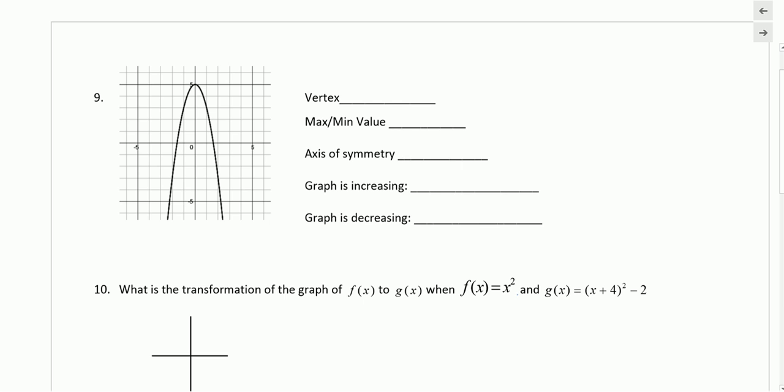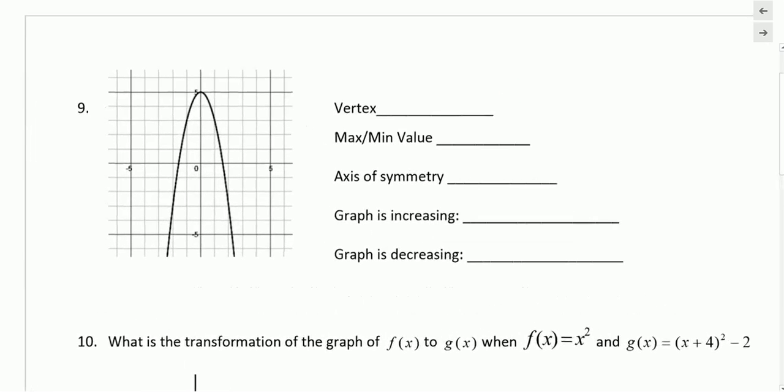Number 9, we have a graph. We're just to identify a few of these pieces. So the vertex we see is at 0, 5. The max or min value, in this case it's a max value, is 5. The axis of symmetry is the line x equals 0 right down the middle here. Graph is increasing when x is less than or equal to 0 and decreasing when x is greater than or equal to 0.